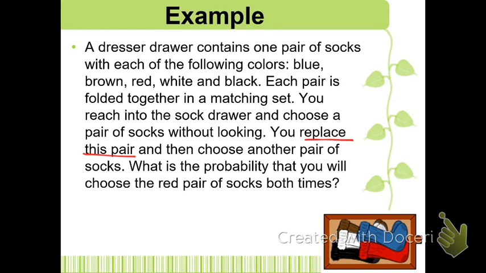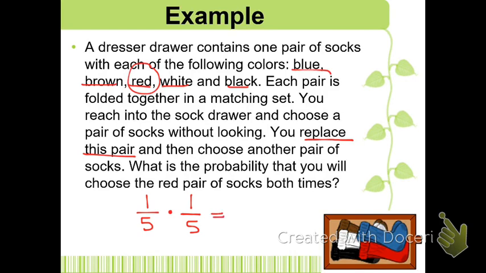So what's important here, the way we know that it's an independent event, is because we're told that we replace the first pair of socks before we pull out the second pair. There are 5 pairs of socks: blue, brown, red, white, and black, and only one of them is red. So the probability that I pull out a pair of socks that is red is 1 out of 5. Since I'm putting that back into the drawer, now the second time I draw a pair of socks, the probability that that second pair is red is still 1/5.